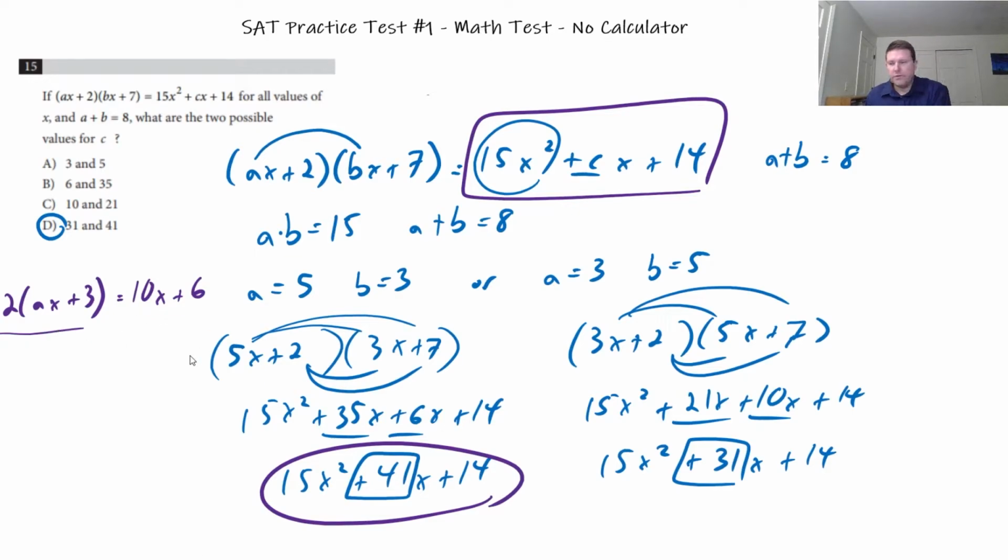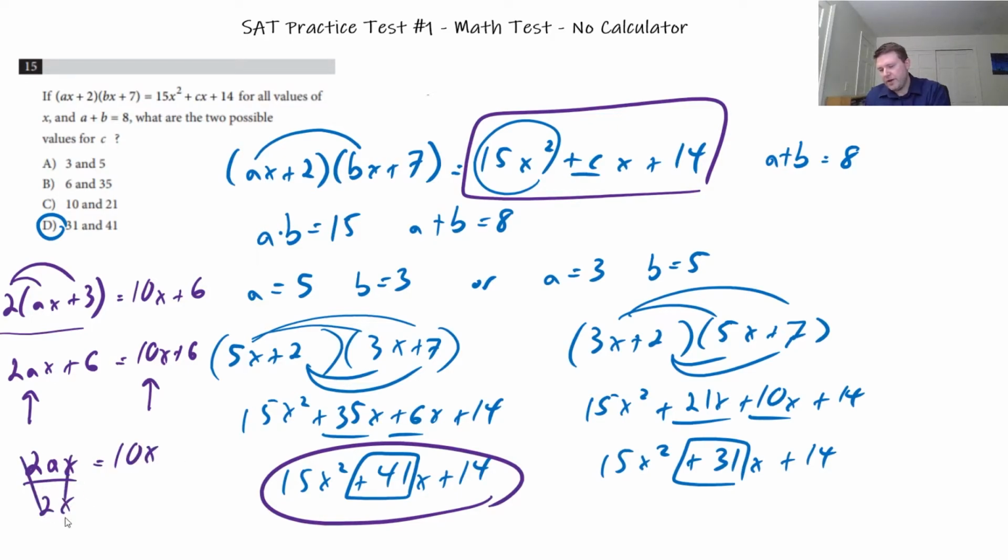And what can you do? Just distribute. So 2ax would be 2ax plus 6 equals 10x plus 6. And then if you look at the corresponding terms, well, the x terms on the left and right sides have to correspond. Those have to be equal. So it's like 2ax equals 10x.